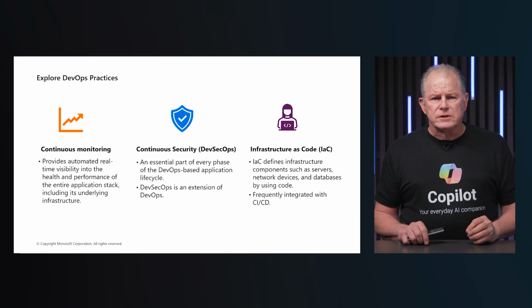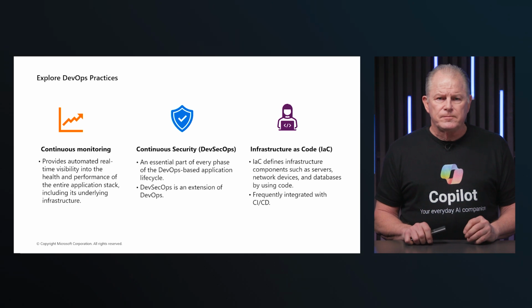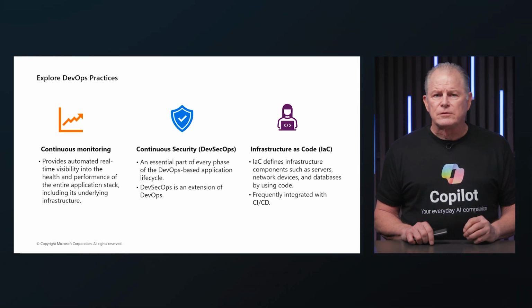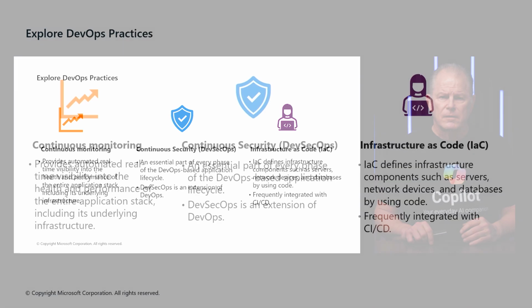Continuous monitoring tools like Azure Monitor can track metrics such as CPU usage, memory consumption, and response times. If any anomalies are detected, alerts can be triggered to notify the operations team, allowing them to quickly investigate and resolve issues. This helps maintain high availability and performance for your users.